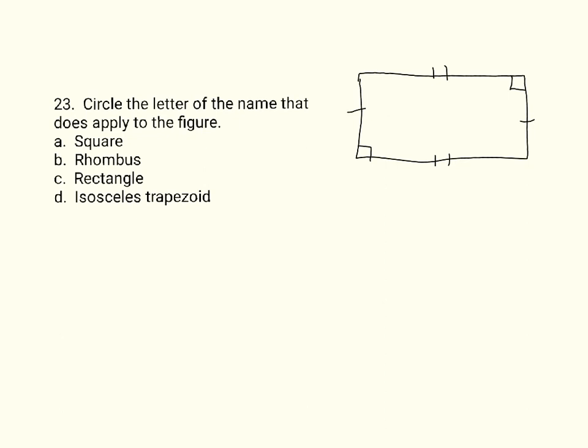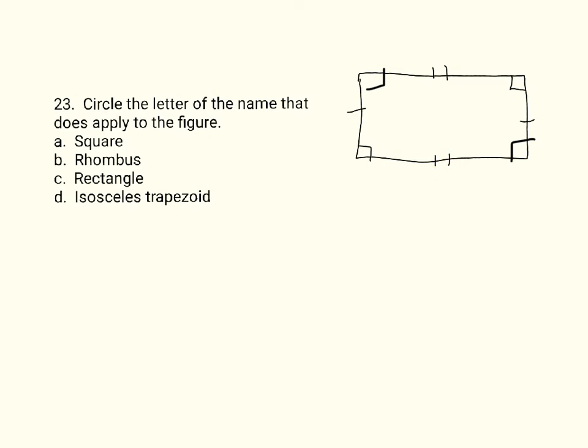So we have a shape, and we're supposed to circle the letter of the name that does apply to the figure, which means logically there's probably one thing that applies and 3 that do not apply. And you go by what you're given here, which we know that the opposite sides are congruent, and there's right angles here and here. So you can figure out that if these are right angles, these other two have to be right angles. So we know right angle here and right angle here. If you're told that this side and this side match up, you can assume that these two are not the same.